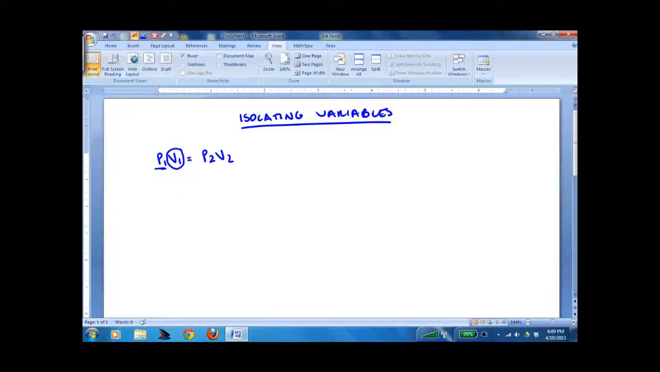And what we're going to do, remember we have the equal sign here. So what we do on the one side, we have to do on the other side. So if the variable is on top, we're going to divide both sides. So we're going to divide both sides by P1. P1 cancels out. And here we go. V1 equals P2, V2 over P1. Easy. I've got V1 isolated and then I can finish the rest of the problem.